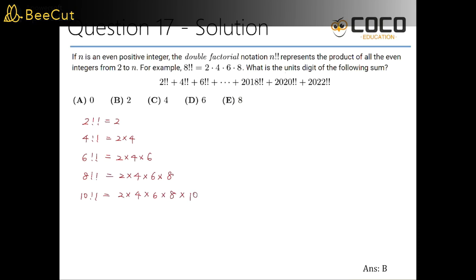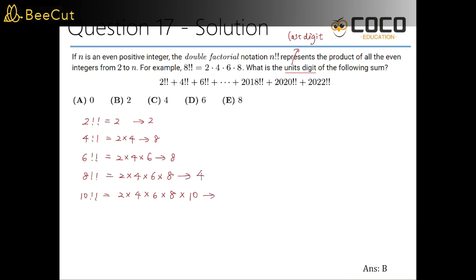Now we are looking for the units digit, which is the last digit. Okay, so let's check. The first one is 2. 2 times 4 is 8. Then 2 times 4 times 6. So this 8 times 6, 48. The last digit is 8. The next one, 2 times 4 times 6 times 8. So 8 times 8, this is 64. The last digit is 4.